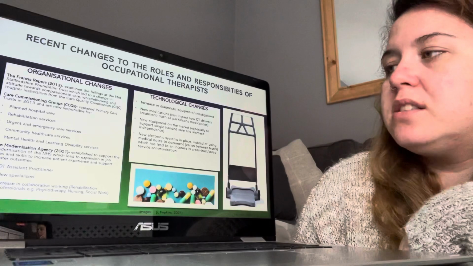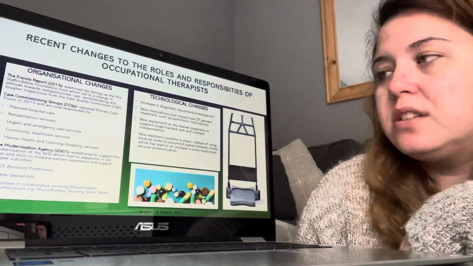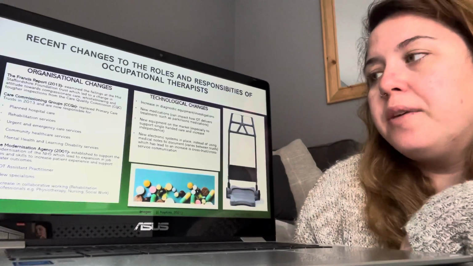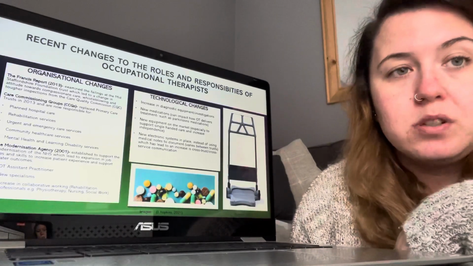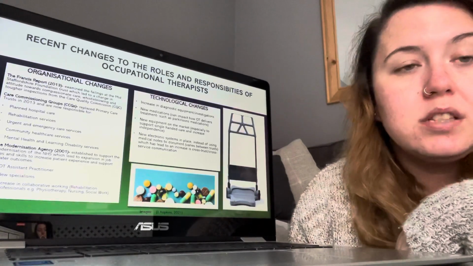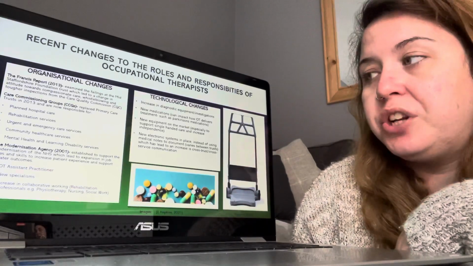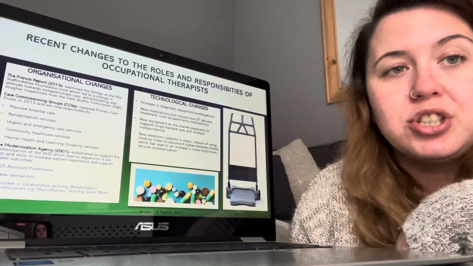Technological changes: there's been an increase in diagnostic equipment and investigations, and new medications. So this can impact OT, and I've just given an example of Parkinson's disease. If you've got a patient that's come into hospital with Parkinson's who for whatever reason hasn't received their regular Parkinson's medication, you wouldn't necessarily go and assess them straight away because you're not going to get a true reflection of that patient.